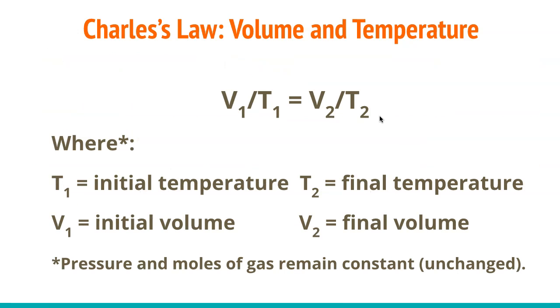All right. So here is Charles's law. You'll see it's a little different than Boyle's law, and that's because we need the direct relationship instead of the inverse. So it's going to be volume 1 over temperature 1 equals volume 2 over temperature 2, where the 1s represent the initial settings and the 2s represent the final temperature and volume. And again, you'll see a note, similar to last time when we looked at Boyle's law, that pressure and moles of gas will remain constant. Last time it was temperature and moles of gas remaining constant. Now we're going to hold the pressure and the moles of gas constant as we manipulate volume and temperature and see how they behave together.